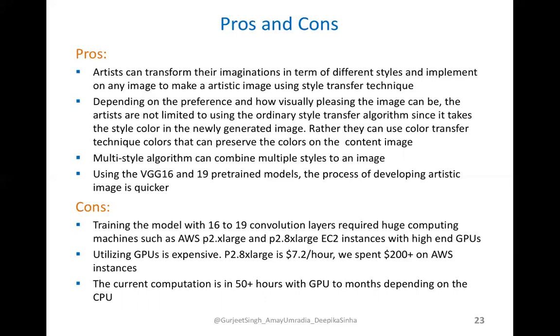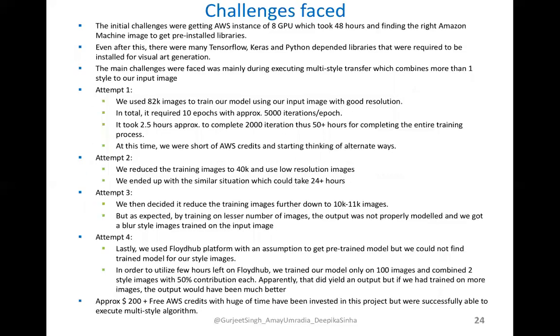The disadvantages that we saw in the entire project: since VGG16 and 19 are deep, with approximately 16 to 19 convolution layers, they required huge computation machines such as AWS P2 8x large, and it cost us very high. Since utilizing this GPU is expensive and the instance price was $7.2 per hour, we spent all the free credits of the Harvard AWS credits and approximately $200 from our pocket. The current computation takes 50 plus hours with GPU, but if a CPU is used, then it may take 3 to 4 months. So we also faced challenges while working on this project.